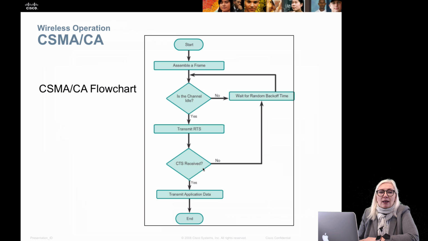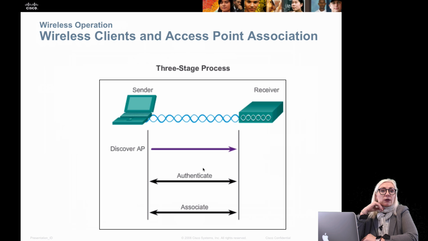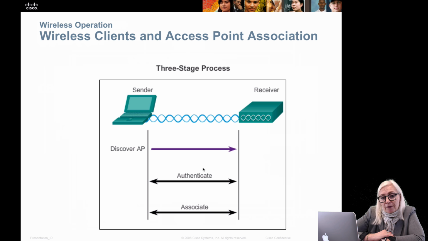So the CSMA/CA algorithm makes sure that we are not sending at the exact same time as others in the wireless network. So what happens when we have a sender and an access point, which is in this case the receiver, is that we first find out whether there is an access point by sending a discovery. And then when we have discovered and we know the SSID of the access point, we try to authenticate ourselves, and then we make an association. And when we have the association, then we are able to start sending data.